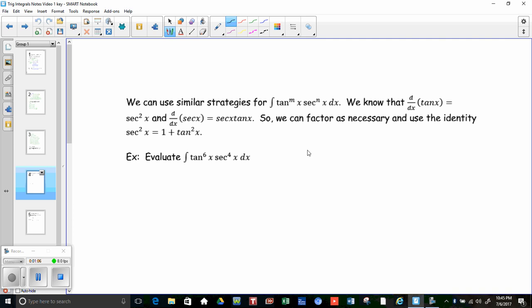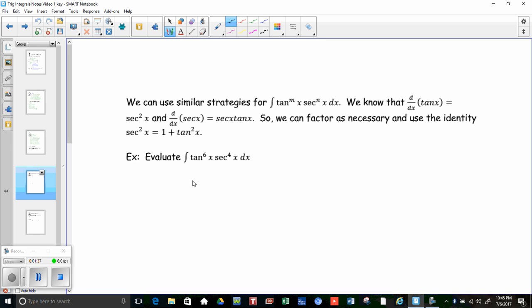So obviously what we need to know is that the derivative of tangent is secant squared x, and the derivative of secant x is secant x tangent x. So we can factor out as necessary and use the identity that secant squared x equals 1 plus tangent squared x, which is actually developed from sine squared plus cosine squared equals 1. They all come from the same thing. All right, so let's take a look at our example here.